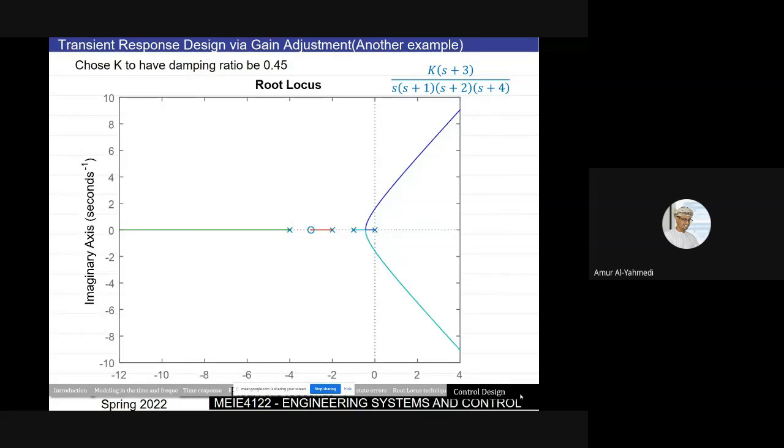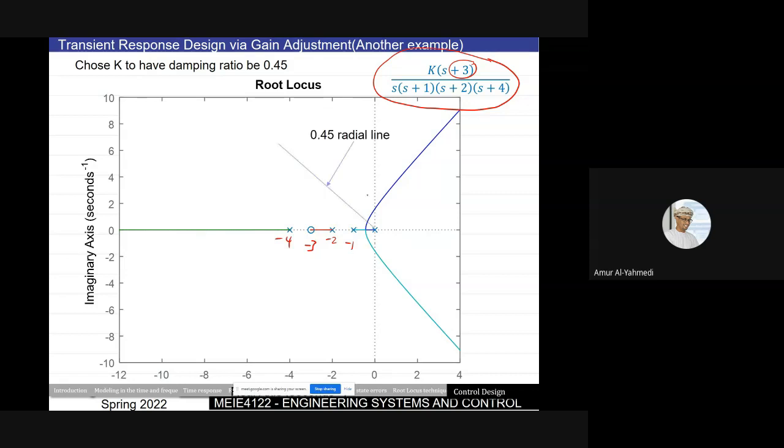So what we are having here, we have a different sort of G of S. So G of S is this. We have a 0 at minus 3, which is this one. This is minus 3. And we have poles at 0, minus 1, minus 2, and minus 4. And this is my root locus.